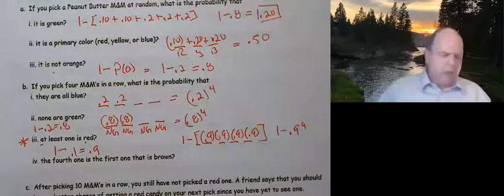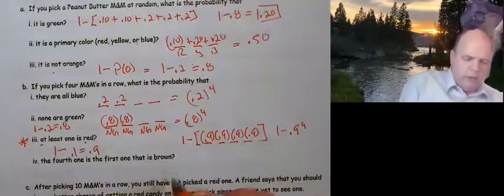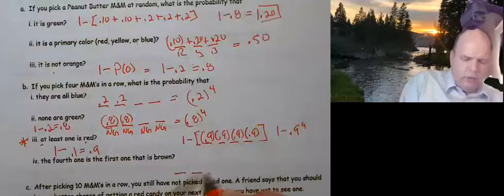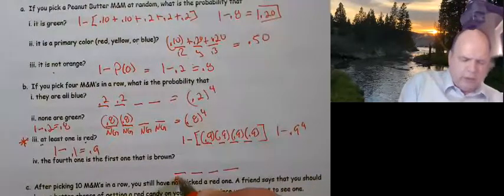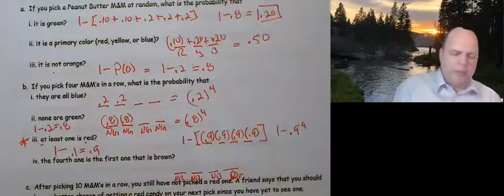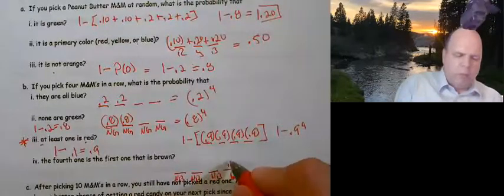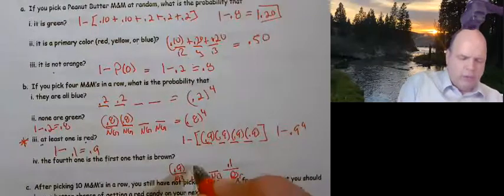All right. The 4th one is the first one that is brown. So 1, 2, 3, 4. So these are not browns, not browns, not browns. This one is brown. So what's the probability of getting a brown? Well, the 0.1. So not brown is 1 minus.